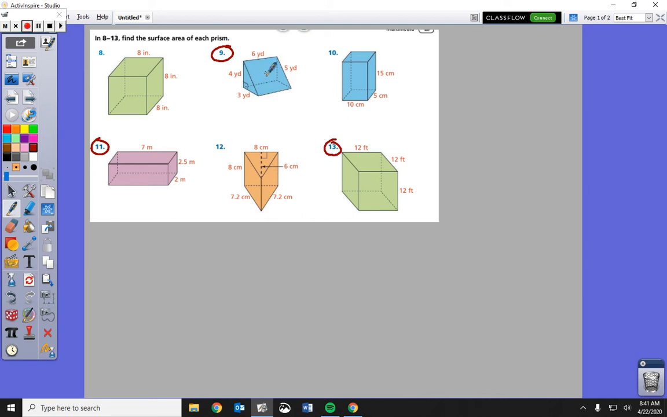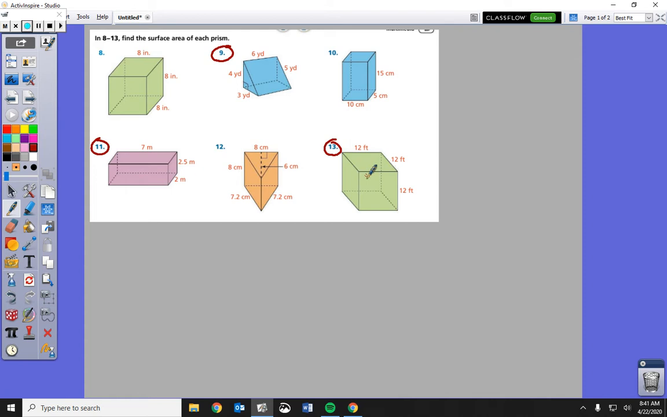We have a triangular based prism, or triangular prism, excuse me. And again, it's called a triangular prism because this triangle and this triangle are parallel to each other. They'll never touch. And they are congruent. They're the same size and shape. This is a rectangular prism, rectangular bases that are parallel. And this is a cube. Easiest of these 3 is the cube.